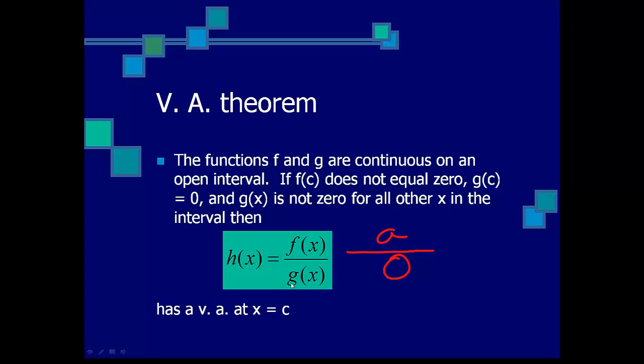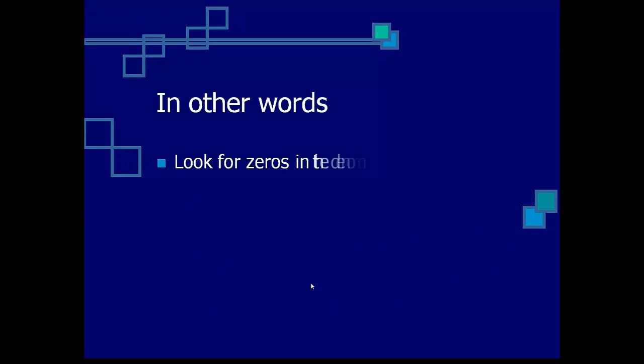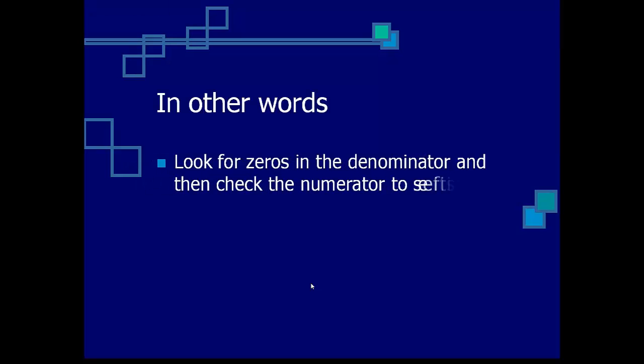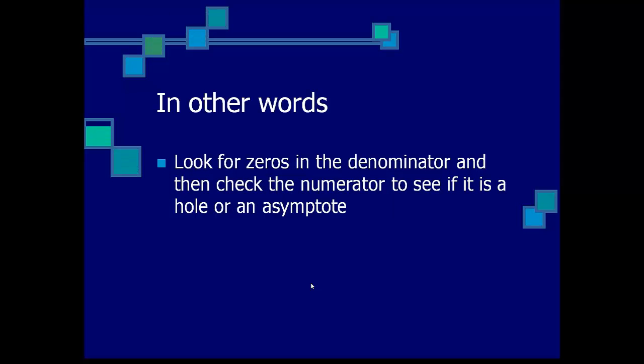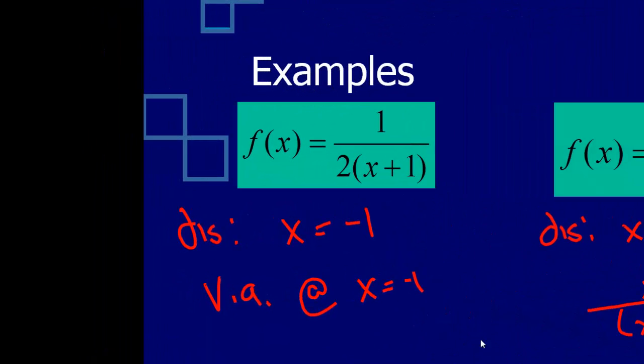Where the denominator is 0, as long as the numerator isn't 0, then we're going to have a vertical asymptote at that value. If the numerator is 0, that becomes a hole. So in other words, look for the zeros in the denominator, double check the numerator to see if it's a hole or an asymptote. If the numerator and the denominator are both 0, that becomes a hole. Let's look at a couple of examples. And vertical asymptotes really help us figure out about infinite limits because that's where infinite limits may occur.